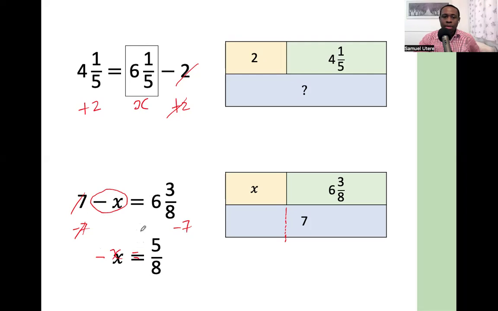Okay? Now, because we're actually looking for a positive answer, our answer will change because we need positive x. So x will have to be 5/8. So that's another way of thinking about it. I want to show you how to do this now, because in future lessons, we'll use this skill.